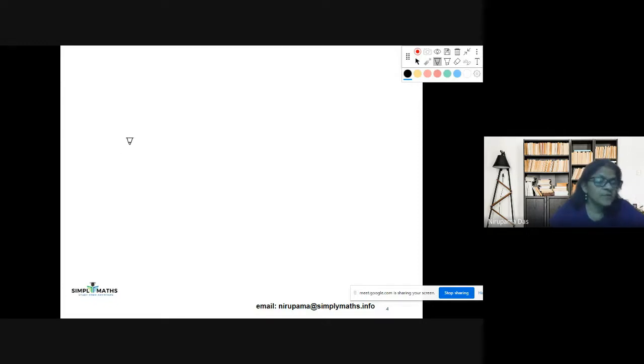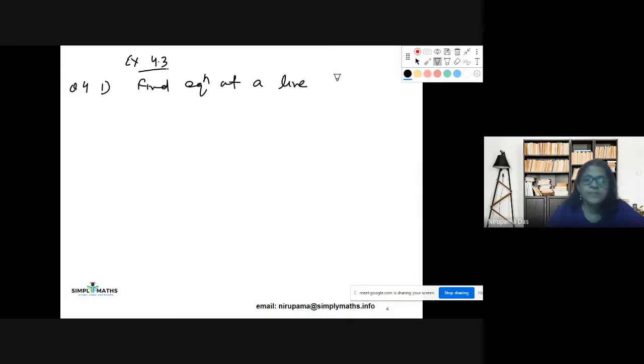Okay, now another question, find the equation. Again, it is from exercise 4.3, question number 4. I'm just taking the first part. Find the equation of a line joining (1, 2) and (3, 6). You know for a line passing through 2 points you can apply the two-point form. But here the question says using determinants.